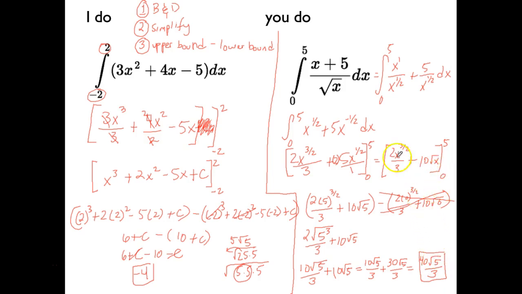Okay, so let's just go through these steps real quick. It's boost and divide, simplify what's inside of it, and then plug in your upper bound, subtract, plug in your lower bound. Okay, and that will give you the answer for the area between these two bounds, the lower and the upper bound. And that's it.